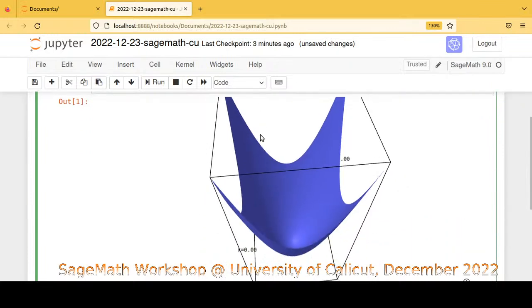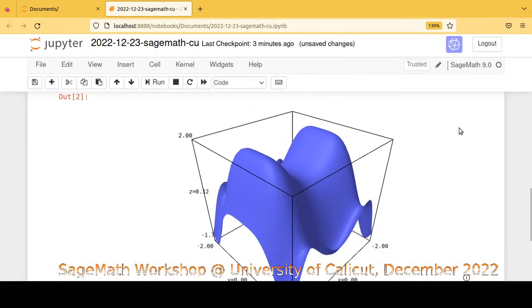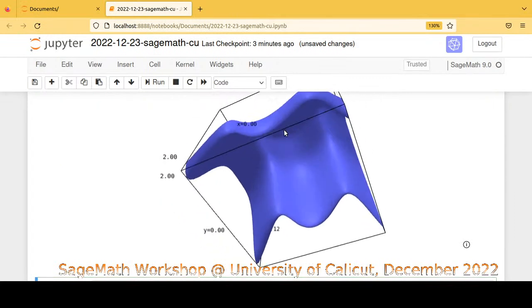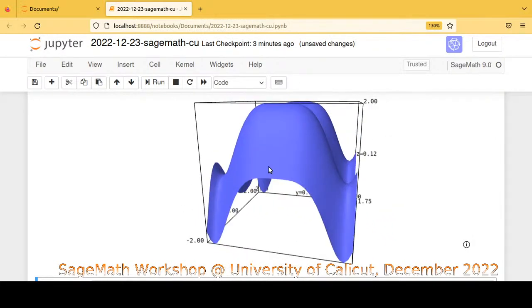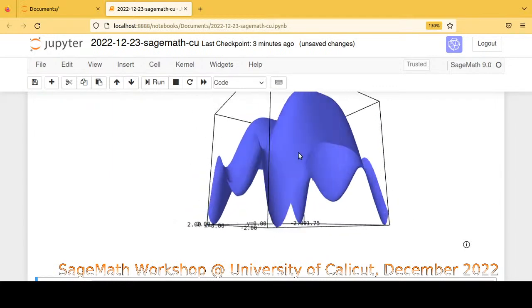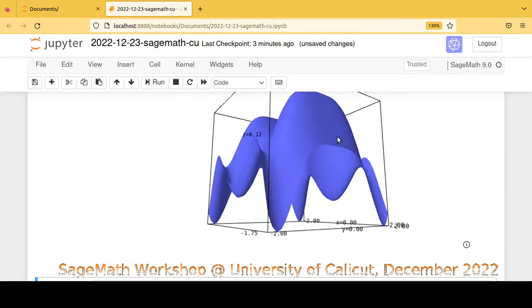In the same way we can plot any other function like this. Sine of x square plus cos of y square. Okay, let it be like this. We are getting something like this, and this is interactive also. You may place the mouse over this picture, keep it pressed, and move it to get the three-dimensional visualization.